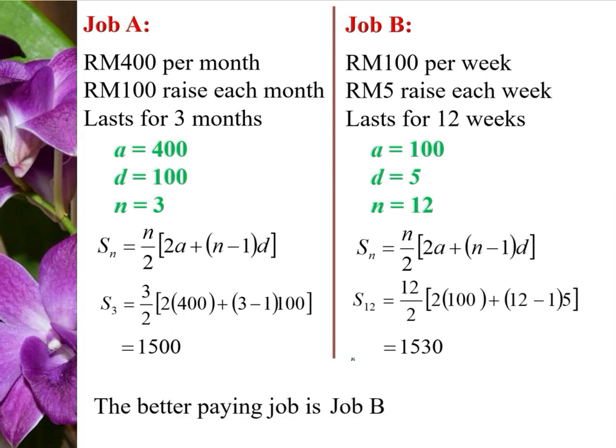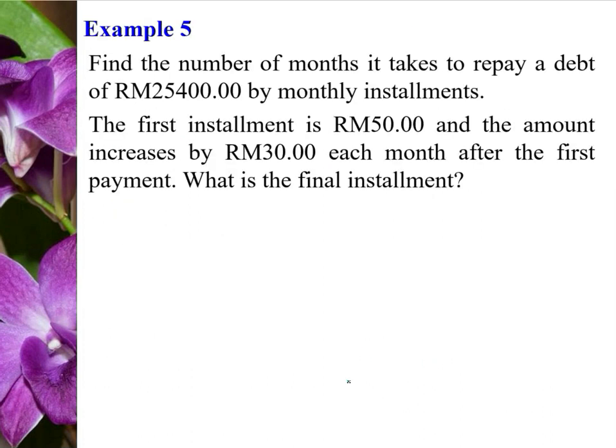Example 5. Find the number of months it takes to repay a debt of 25,400 ringgit by monthly installments. The first installment is 50 ringgit and the amount increases by 30 ringgit each month after the first payment. What is the final installment? Let's go through this information one by one. Find the number of months, it means the n.